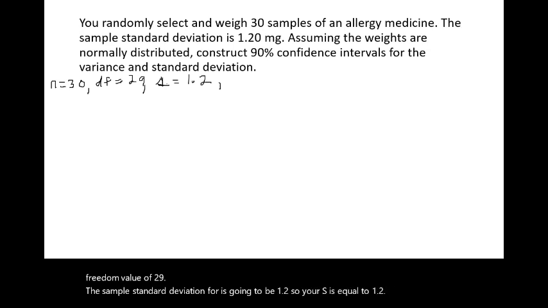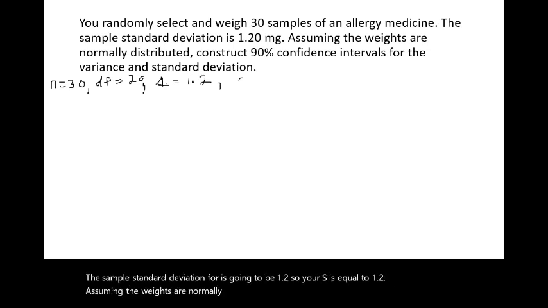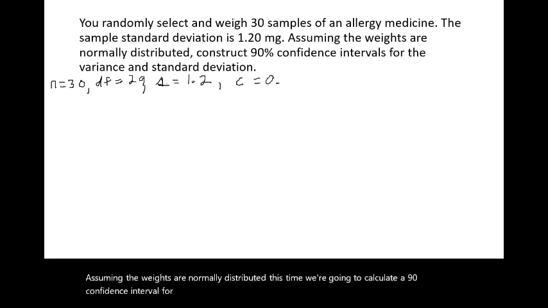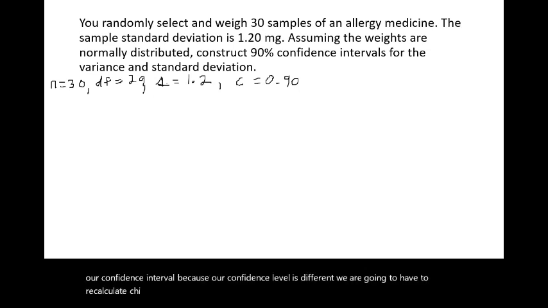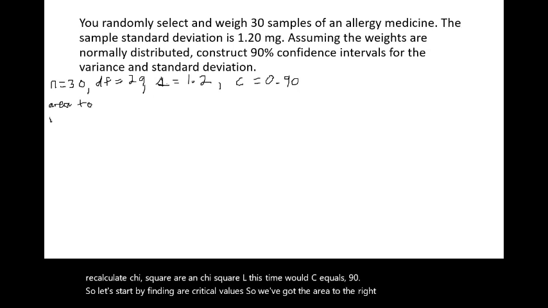Assuming the weights are normally distributed, this time we're going to calculate a 90% confidence interval for the population variance and population standard deviation. So because our confidence level is different, we are going to have to recalculate chi-square R and chi-square L, this time with c equals 0.90. So let's start by finding our critical values. So we've got the area to the right of chi-square R first.